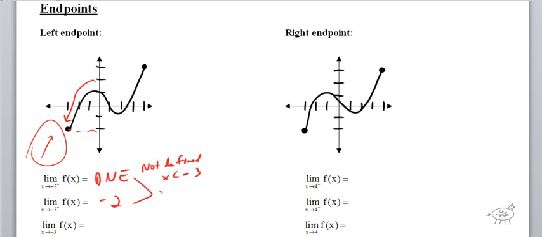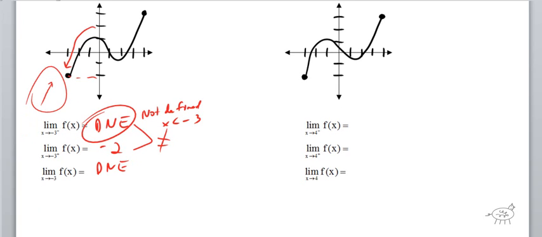So because these are not the same, and not even because they're not the same, because that doesn't even exist, this two-side limit does not exist. Because in order to have a two-side limit, the one-side limits have to be the same, and if there is no one-side limit for one of them, you certainly can't have a two-sided limit. Okay, so that's important for that endpoint, and of course it's going to be the same thing for the right endpoint.